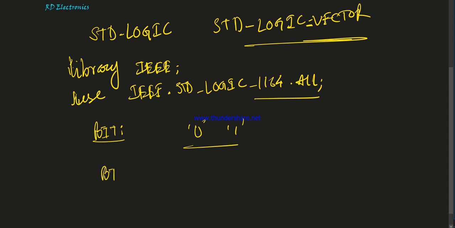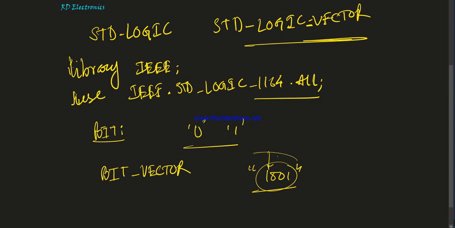Next one is the bit vector. So what is bit vector? The bit vector data type is a vector version of the bit type consisting of two or more bits, and each bit can only have the value 0 and 1. When assigning the value of a bit vector, it must be written in double quotes. Here 4 bits are used, 1 2 3 4 or 0 1 2 3, and it must be mentioned in double quotes.